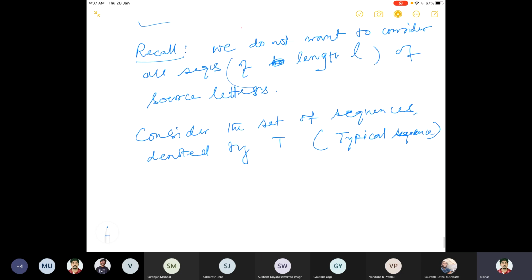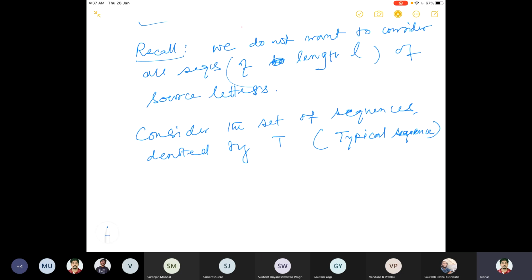Okay, this has a name, typical sequence. Our typical, and not the sequence, but it's the set, let's say. This is the typical set of sequences, in fact. So let us say it's the typical set, denoted by T, for which all those sequences which are in the typical set satisfy the above inequality.